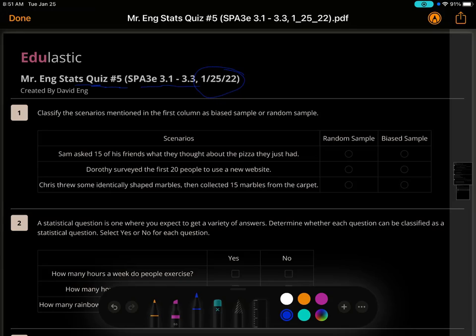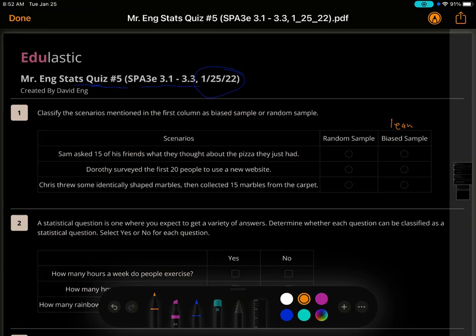Classify the scenarios mentioned in the first column as biased or random. Remember, biased kind of pushes you to lean towards one direction, right? If I'm wearing all black today and I say, what's your favorite color? You might actually be biased just staring at me because you're like, oh, Mr. Ring likes black, so I'm going to say I like black too. Okay, let's take a look at these.